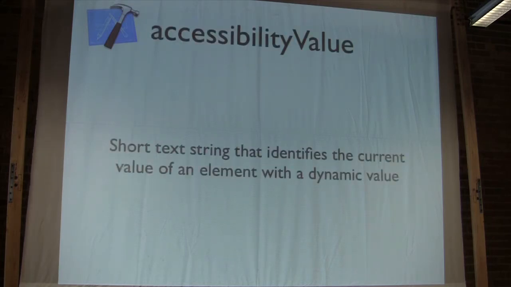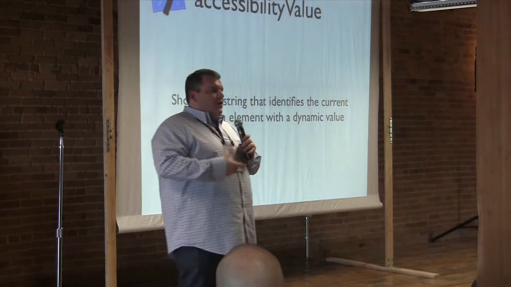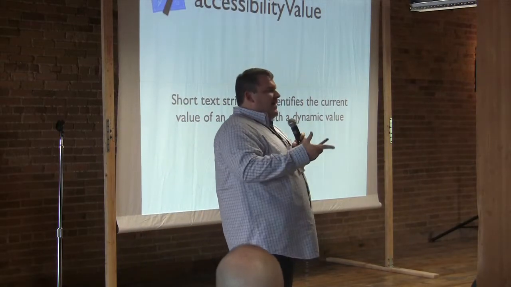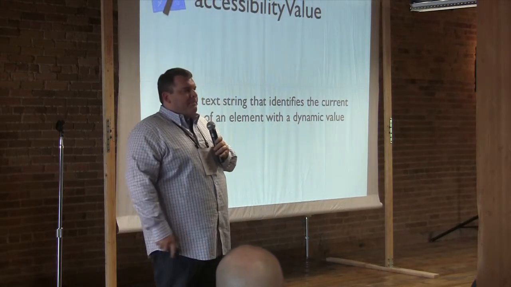The last of our 5 properties is the accessibility value. And the accessibility value is used whenever you have a control that might have one of several different values. For instance, the UISwitch can either be on or can be off. Or a UISlider can be at 0%, 5%, 75%. And by setting the accessibility value to the appropriate value, you can tell the VoiceOver user what value that control currently has.